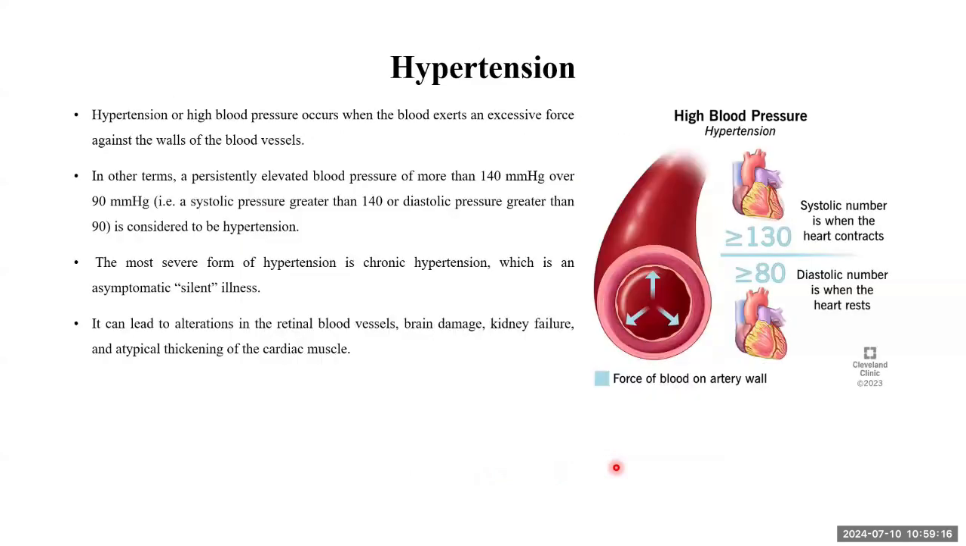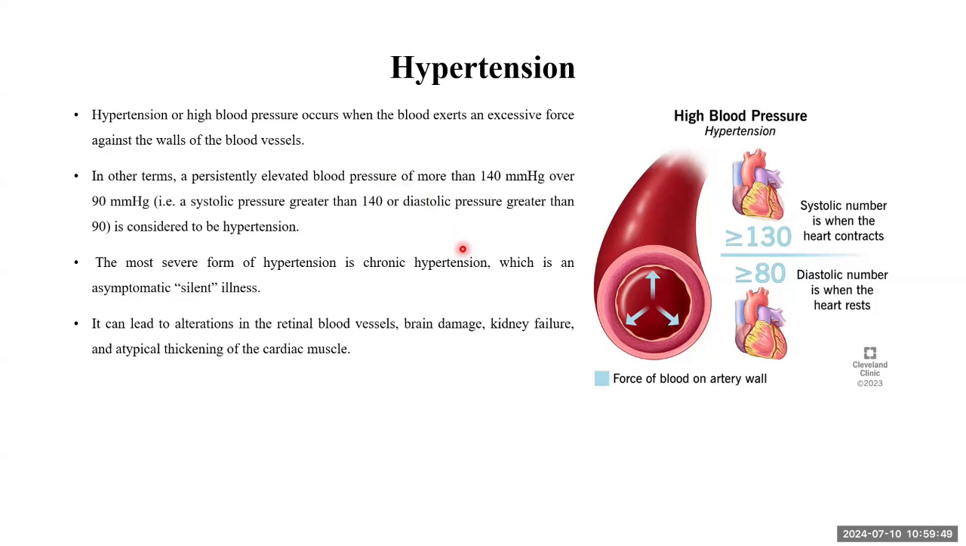Then there is hypertension. Hypertension is when the blood exerts excessive force against the walls of the blood vessels. Usually the blood pressure is 120 by 80, but there is a normal range. 110 to 125 is okay as a systolic blood pressure, and 60 to 80 or 85 is normal diastolic blood pressure. So whenever there is a high blood pressure, the situation would be called hypertension. But if there is low blood pressure, that would be called hypotension.